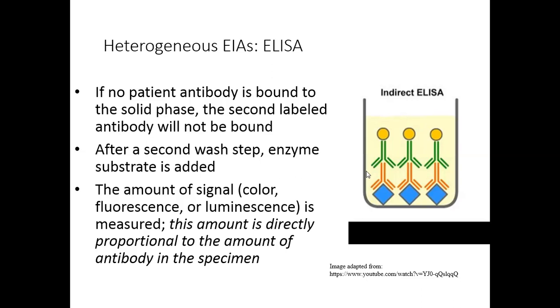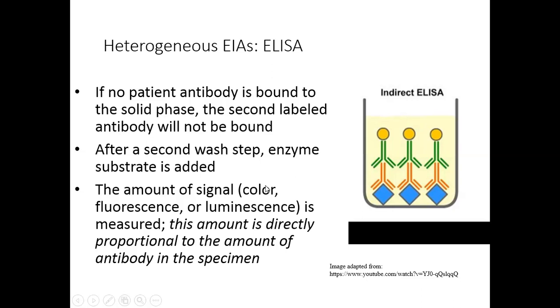If no patient antibody was bound, so if this step had never taken place, then this would have washed away, because this antibody is not to this antigen. This antibody is to this human antiglobulin. This would have all washed away, and all we'd have left in here is the solid surface antigen. So if no patient antibody was bound, we end up with no color change, right?